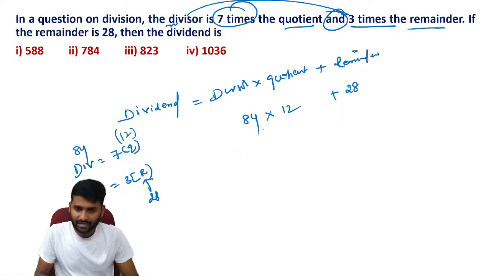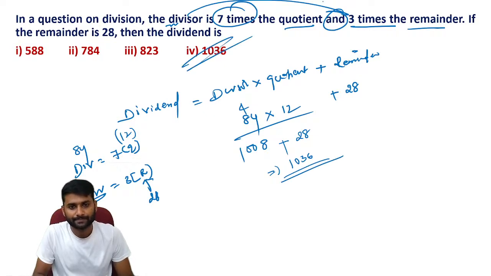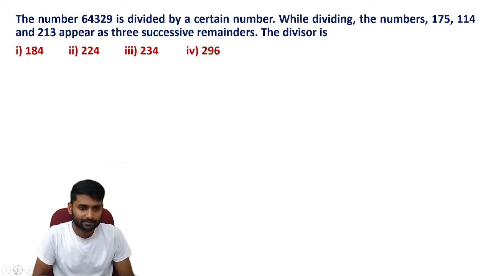Now further multiplication, 84 into 12. 12 into 4 is equal to 48. 12 into 8 is equal to 96. 96 plus 4 is equal to 1008. If 1008 plus 28, then the total value becomes 1036. Next.